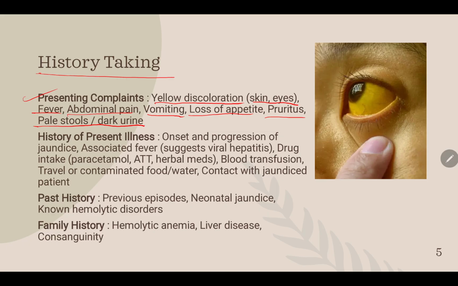Still, the definitive diagnosis we have to go by investigations. History of presenting illness. So what you have to check is onset, duration, and progression of the jaundice, associated fever, that is, just viral hepatitis, and drug intake, that is, we have learned paracetamol and ATT.